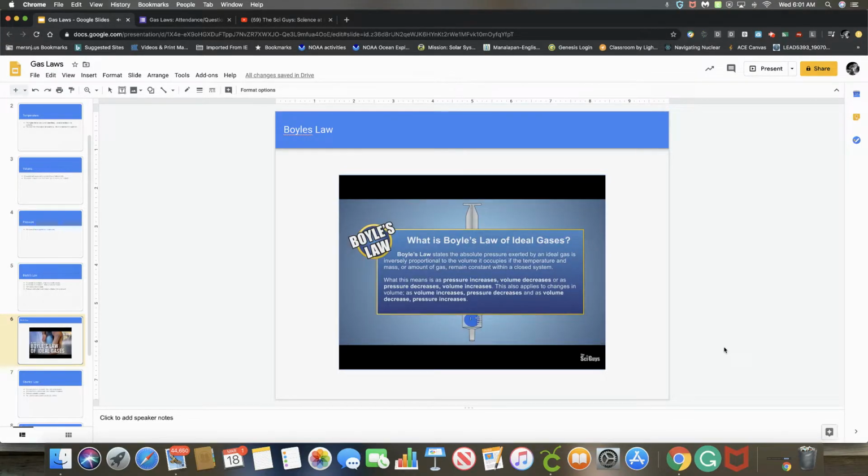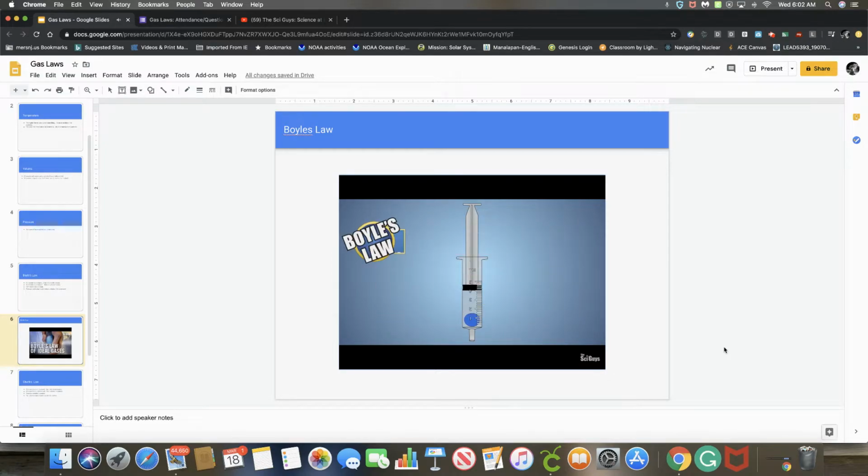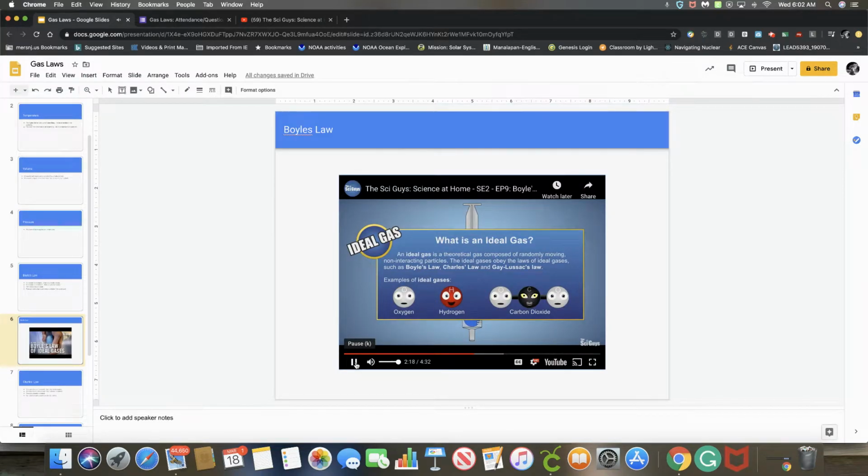Temperature, and in a closed system, then its pressure and volume are inversely proportional. What this means is when pressure increases, volume decreases, and as pressure decreases, volume increases. An ideal gas is a theoretical gas.